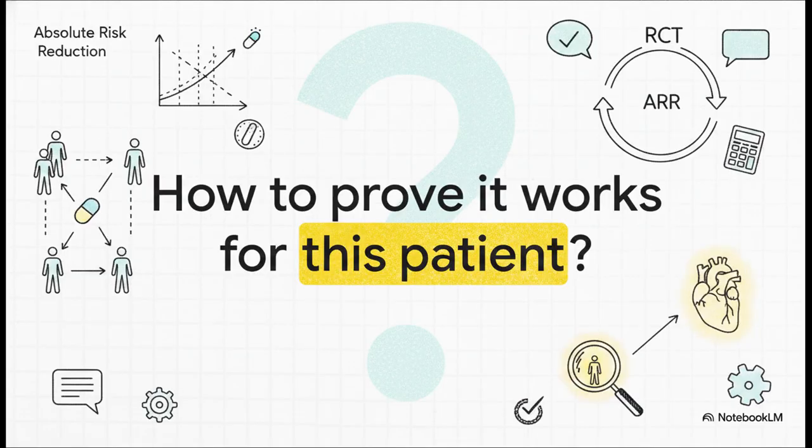Which leaves us with this final, really fundamental question to ponder. If the math works on average, how do we prove it works for this unique, de-identified patient? Reading an RCT, understanding absolute risk reduction, calculating the number needed to treat, these are incredibly powerful tools to have in your analytical toolkit. But we have to remember, they are just tools. True evidence-based medicine means taking that data and translating it to the individual. It requires you to look beyond the p-value and actually understand the human being.